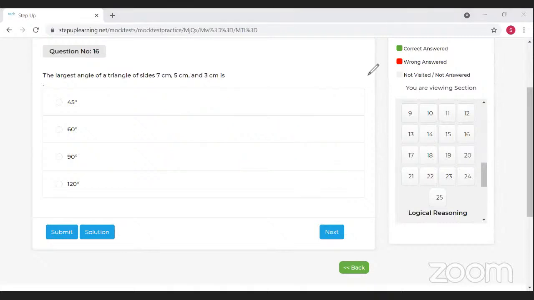So the largest angle of a triangle of sides 7 centimeter, 5 and 3 is what? Anybody know this? 7, 5 and 3. Using cosine theorem. Oh my God. You people go into your recently studied, right? Sister, where are you from?